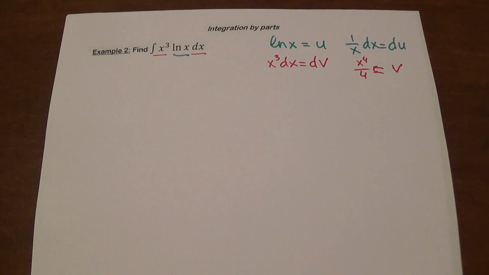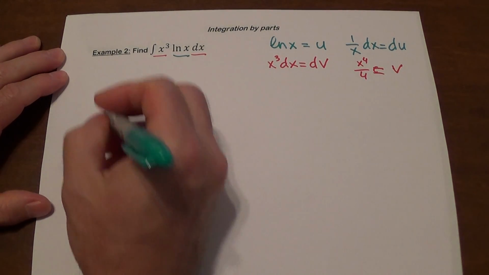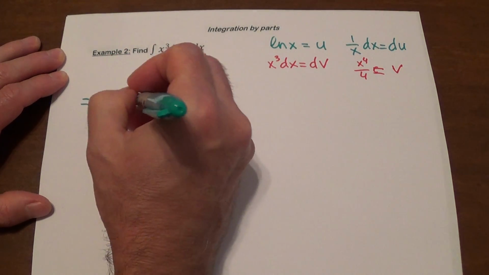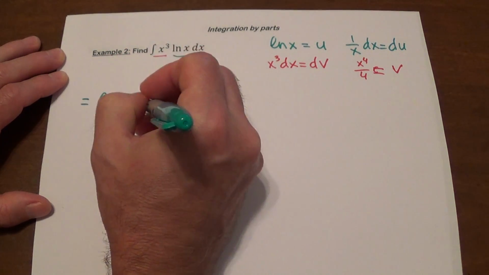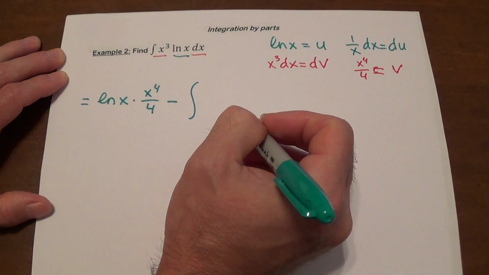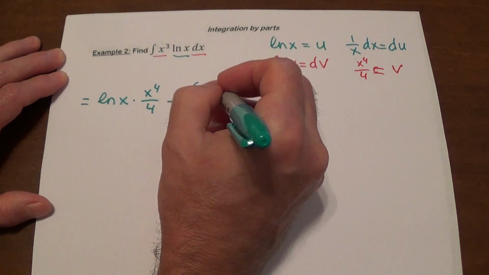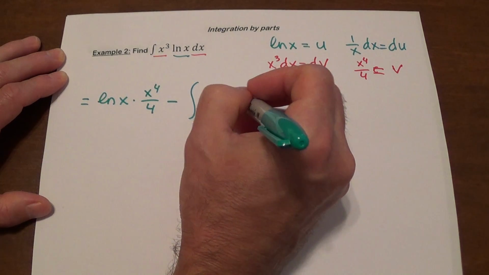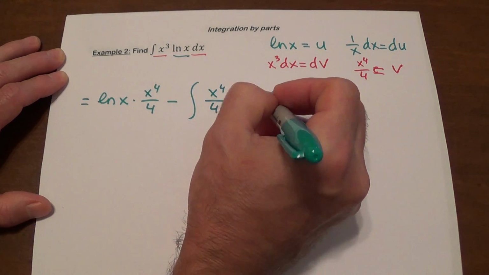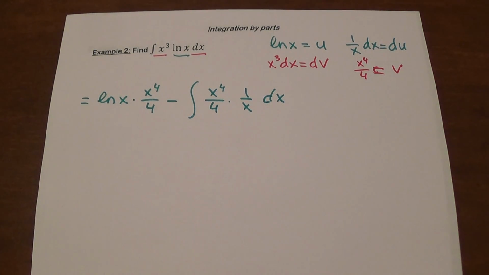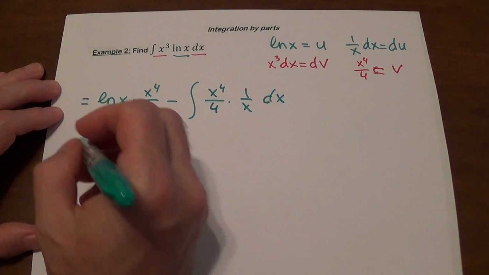Okay, so we're going to substitute all that. We're using the same formula from the other page. So the first part is uv, which is going to be ln x times x to the 4th over 4 minus, and then we're going to have the integral of v, which is x to the 4th over 4, times du, and that's 1 over x dx. So what's nice about this is it is going to turn out to be just a polynomial, and you can hopefully integrate that without too much struggle.